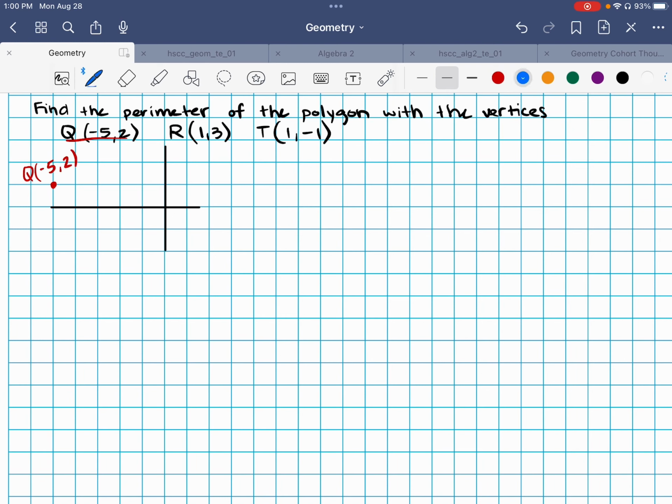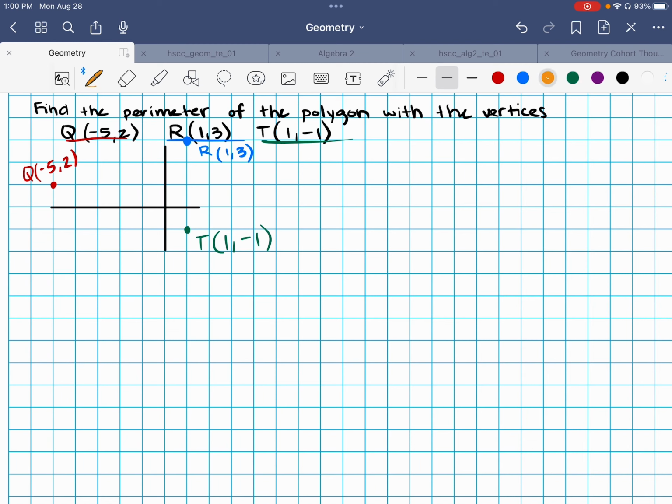And then next is R. R is located at 1, 3. That's right over there. So R is at 1, comma 3. And then finally, our T value is at 1, negative 1, which puts it right here. And we are trying to find the perimeter of this triangle.